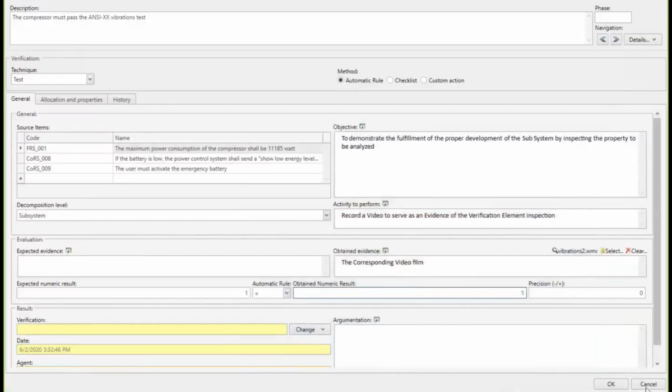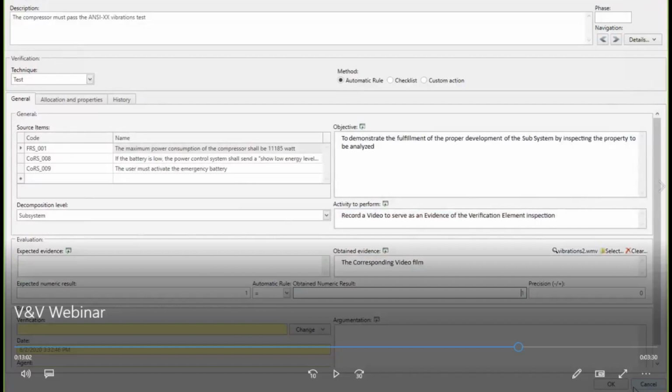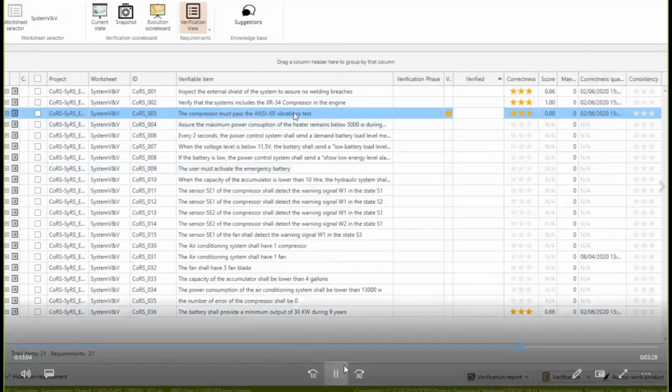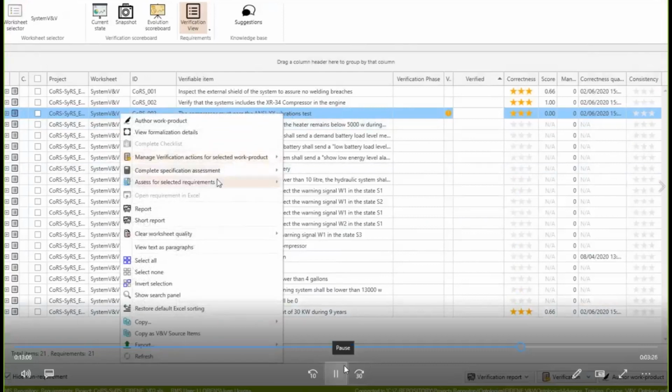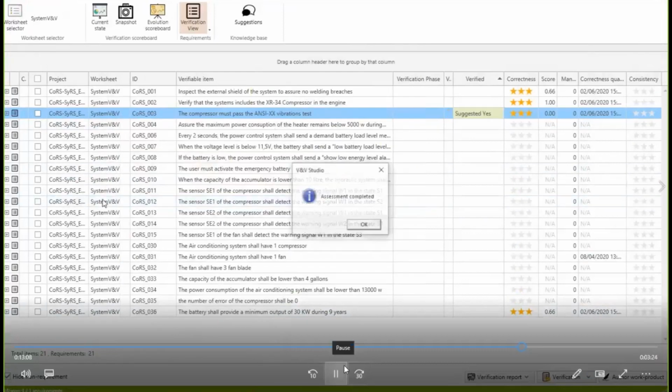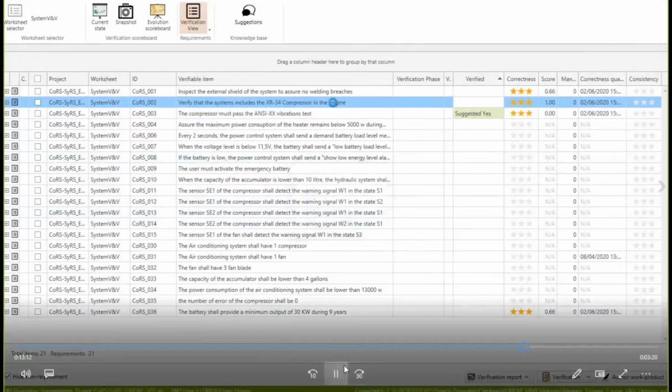This is a testing technique we're using, and we expect you to have a video, so we expect one video here. When you get the video as evidence, you just put it here manually. If you put this video there manually, of course we are going to tell you suggested yes, because you have filled in a one, and we're expecting a one.